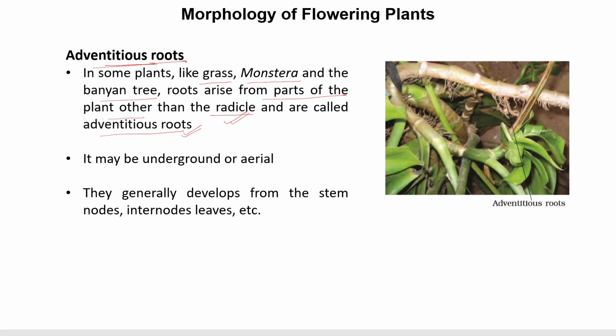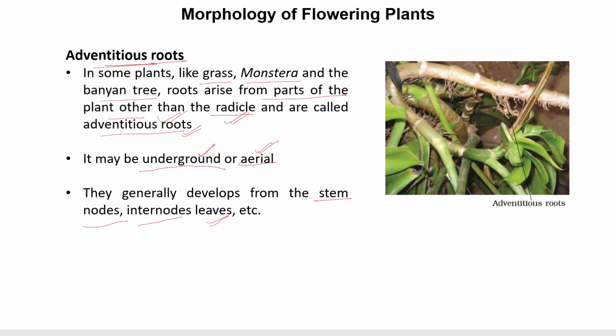But these adventitious roots do not come out from the radicle. They come out from the other parts of the plant. It can be underground or it can be aerial. Adventitious roots are present on the underground part of the plant as well as the aerial. They generally develop from the stem nodes and sometimes internodes. Even the leaves sometimes give rise to adventitious roots.